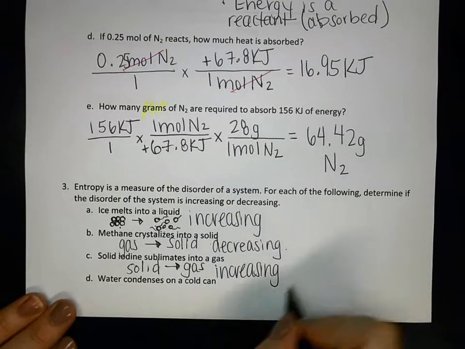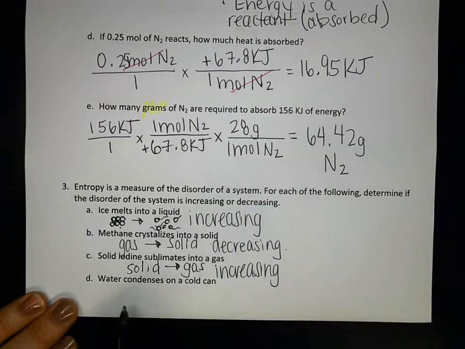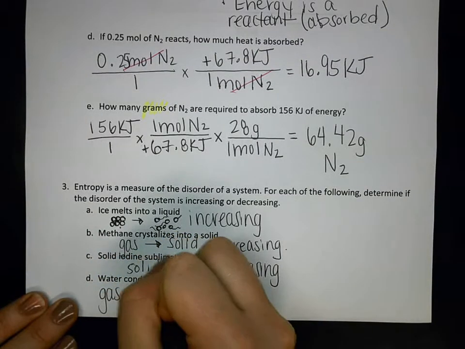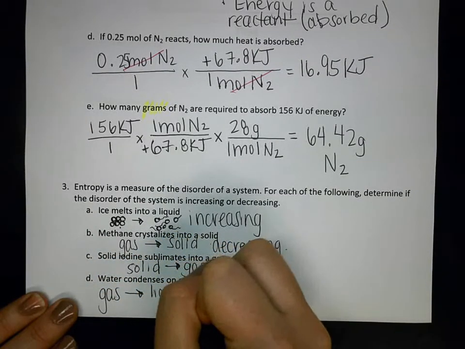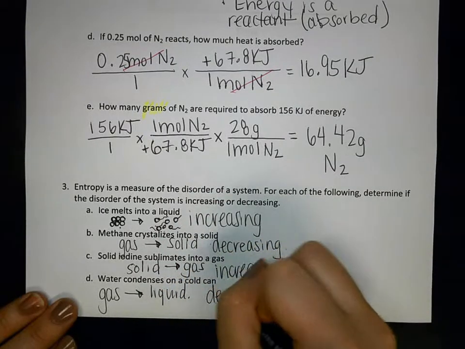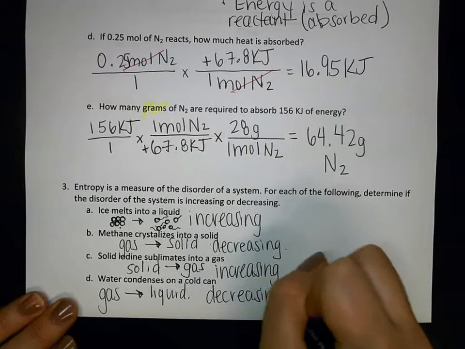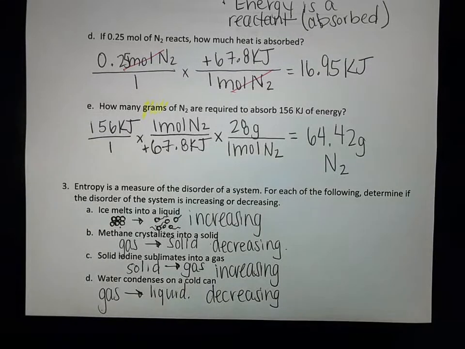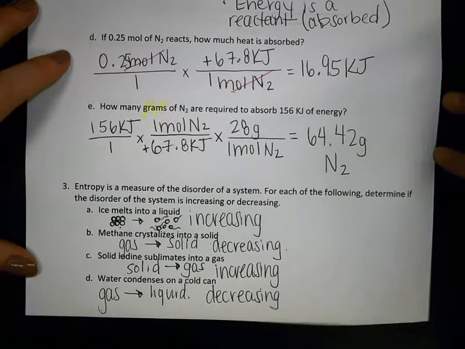Water condenses on a cold can. If we are condensing, that means that we are going from gas to liquid. So this is pretty much the opposite of the first one. In this case, entropy would be decreasing. We're going from a chaotic, fast-moving gas to a slower, more orderly liquid. Let's go to the next page.